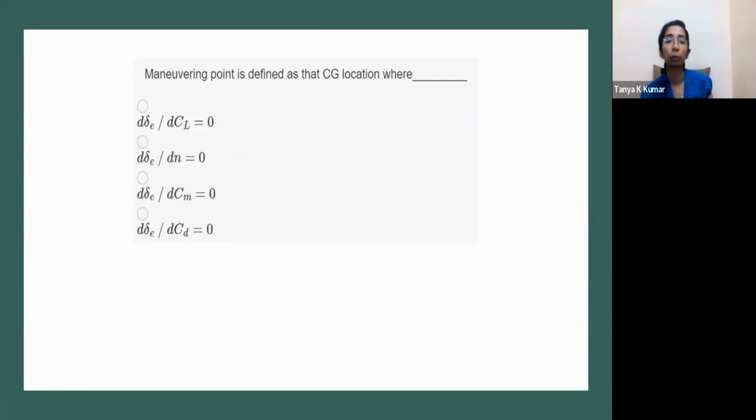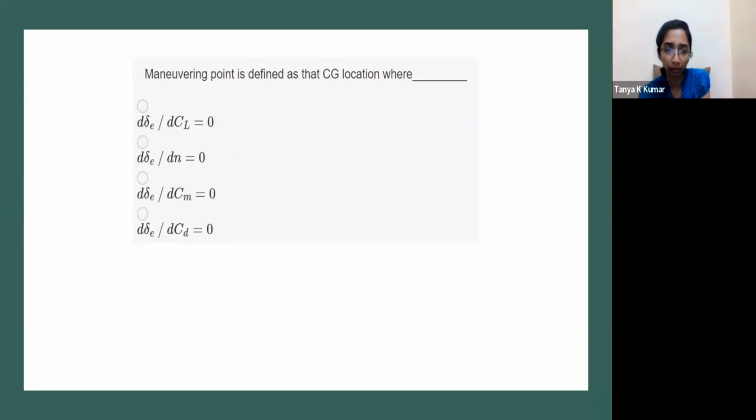How do you define maneuvering point? Just like we define neutral point location as the location where there's no change in the, so dCm by dCL is how we define neutral point, right? So it's the CG location. Here, what is the maneuvering point? How is it defined? What entity is 0?